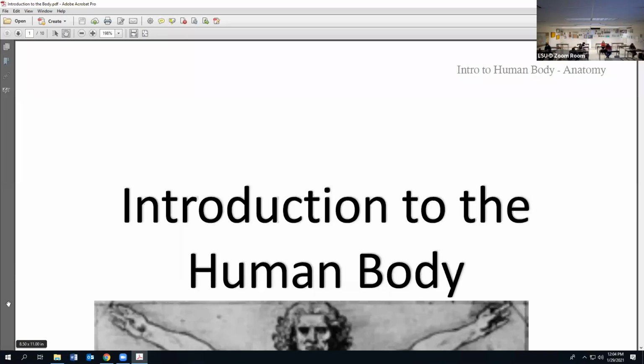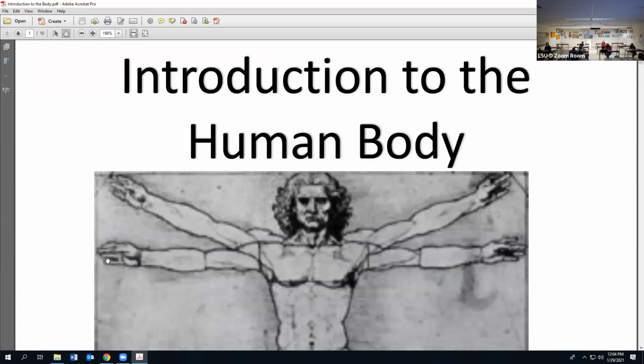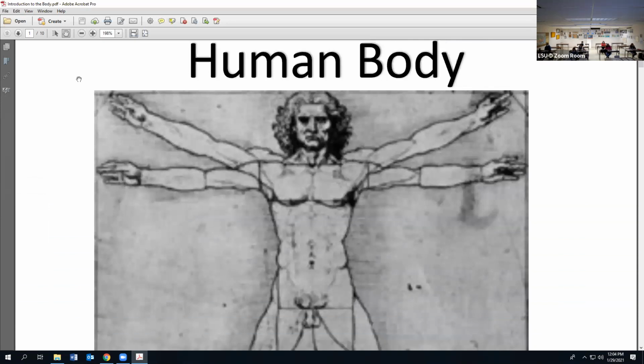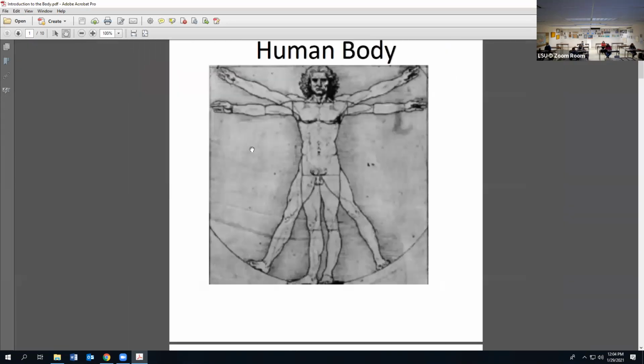Okay, let's talk about the human body. All right, first things first, before I dive in on the actual lecture, I always want to talk a little bit about this guy. Anybody recognize this fellow? Seen him before? You've probably come across him at some point in your life. He's known as the Vitruvian Man.